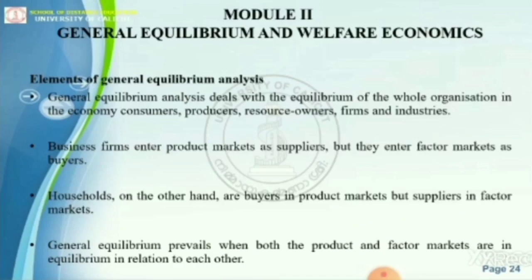So business firms enter into the product market as whom? They are suppliers, but they enter the factor market as buyers. So commonly we have two markets. One is the factor market and another is the product market. Whenever the two markets are in equilibrium simultaneously, we know that is a general equilibrium. So the business firms enter into that market.